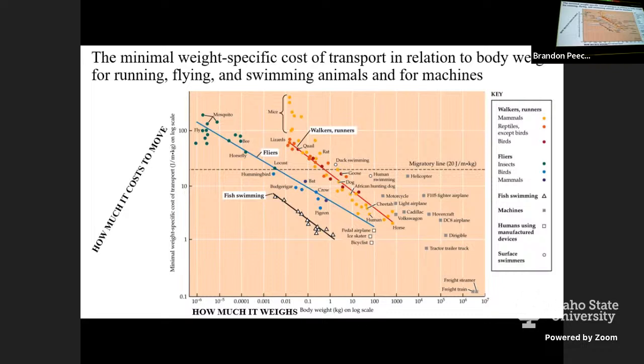All right, I'm going to do another lap, but I'll prompt you a little bit. How would you describe the relationship between weight and cost for any one of these categories of movement? And how would you describe these categories relative to each other as locomotion? Okay, go ahead.